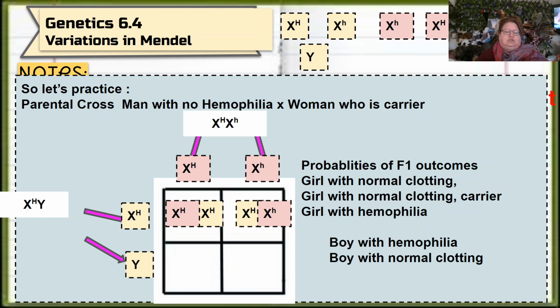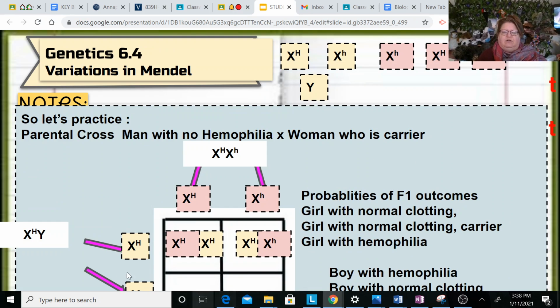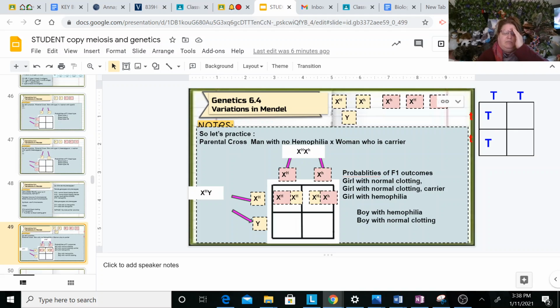So again, we're going to do one of these together, and I've started setting it up because these require some good practice. So parental cross: the man with no hemophilia is going to have a baby with a woman who is a carrier. So let's take a look at these genotypes.